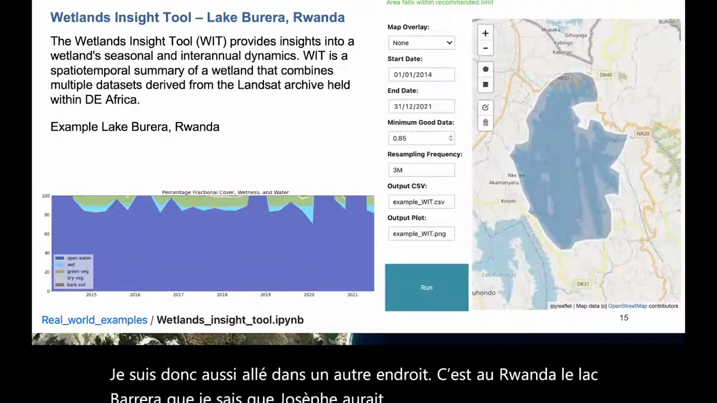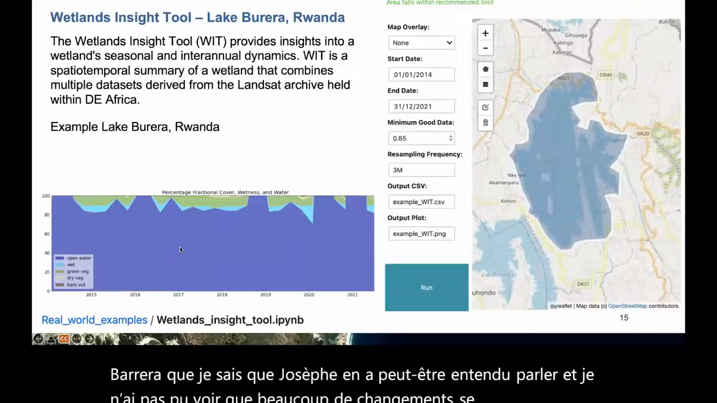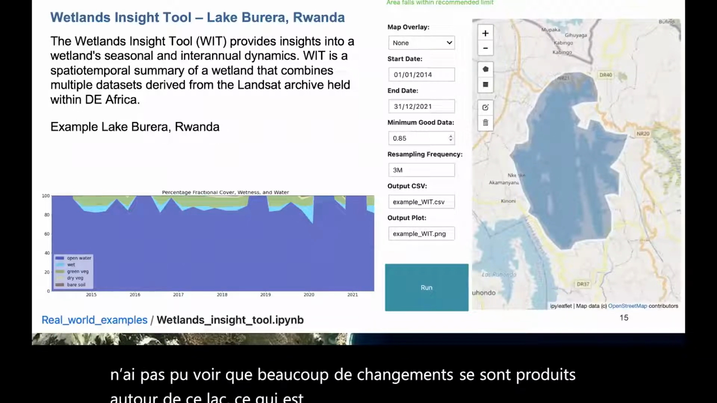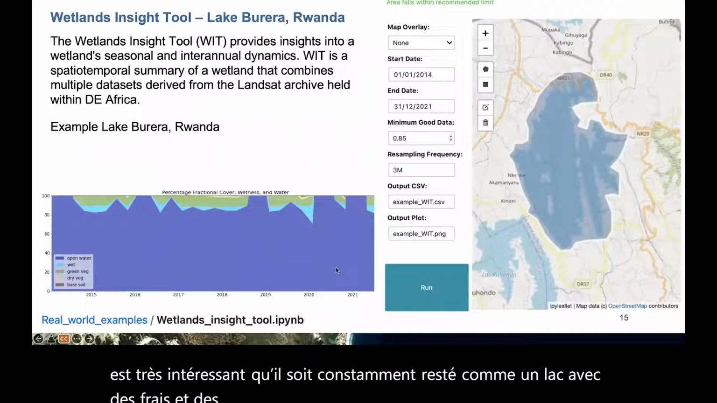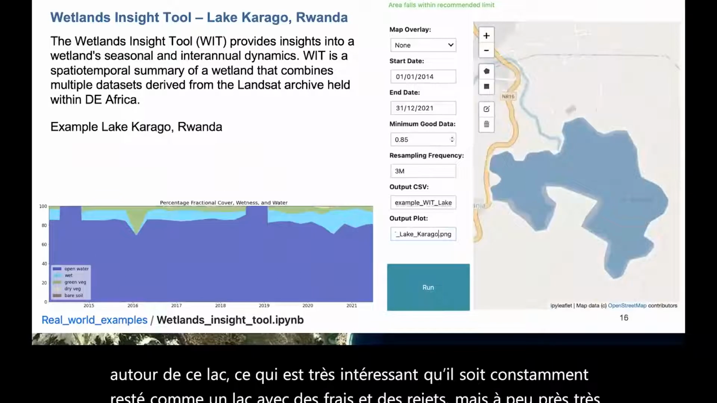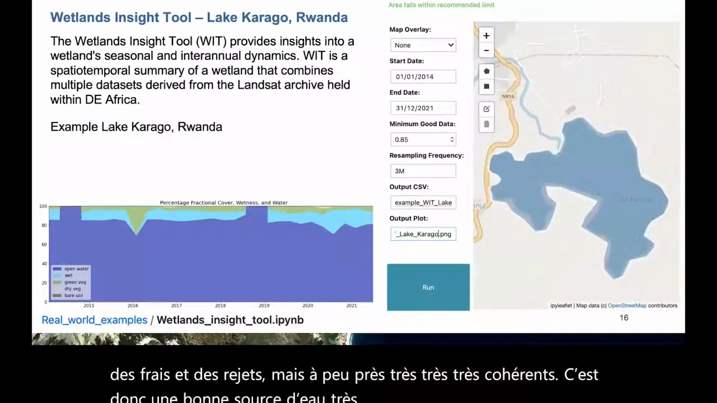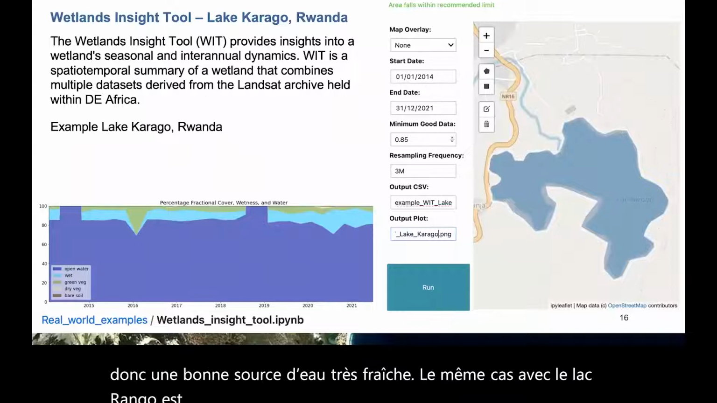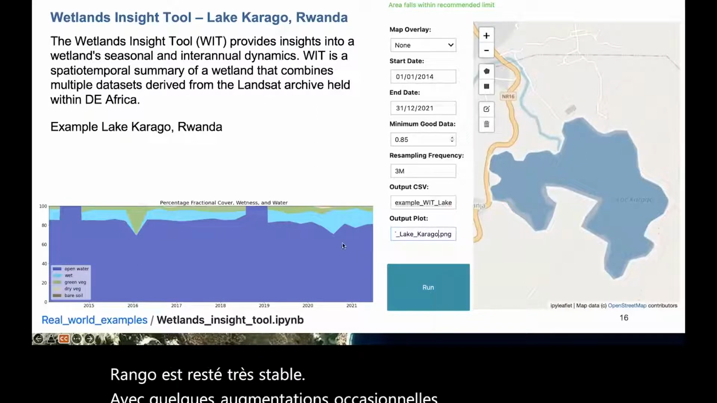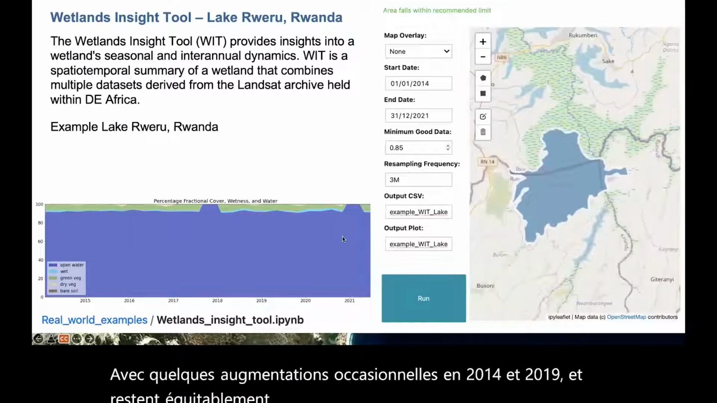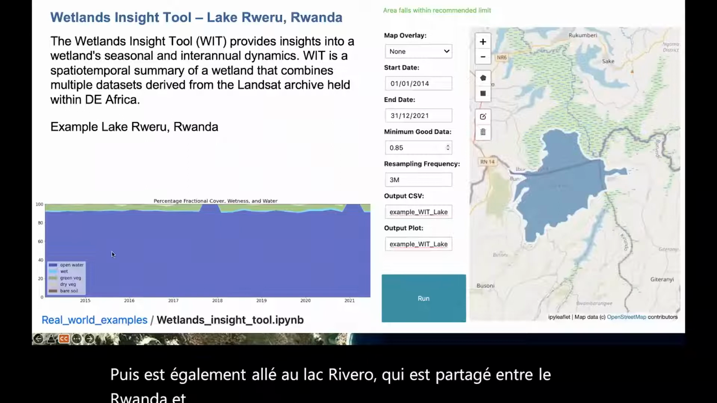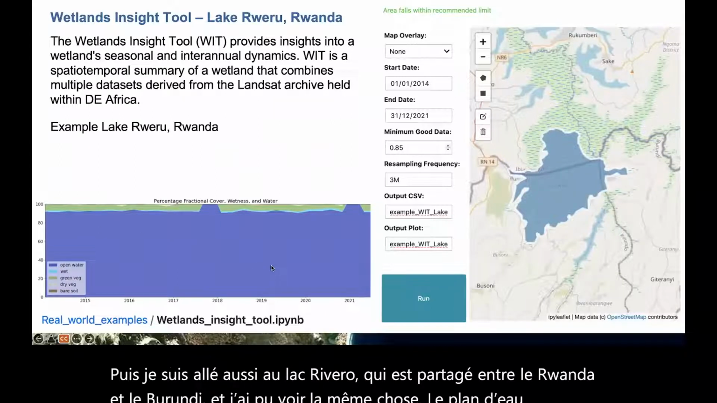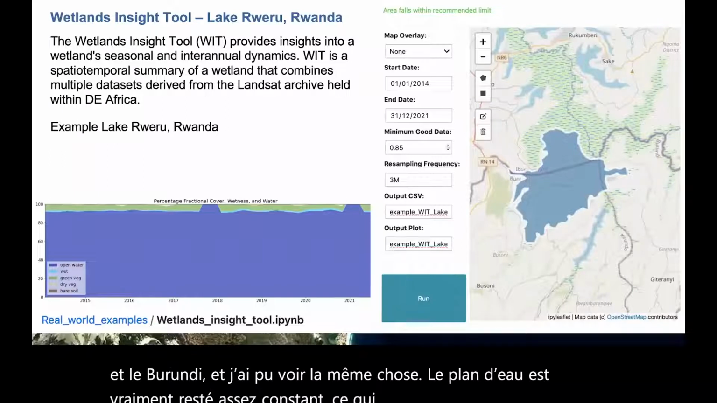And I could see not much change has happened around this lake, which is very interesting, that it has constantly remained as a lake with some recharges and discharges, but pretty much very consistent. So it's a very good source of water. The same case with Lake Karango, it has remained very stable with some occasional increases in 2014 and 2019 and fairly remaining normal. Then I also went to Lake Ruero, which is shared between Rwanda and Burundi, and I could see the same. The water body has really remained quite constant, which is very interesting for these lakes in Rwanda.